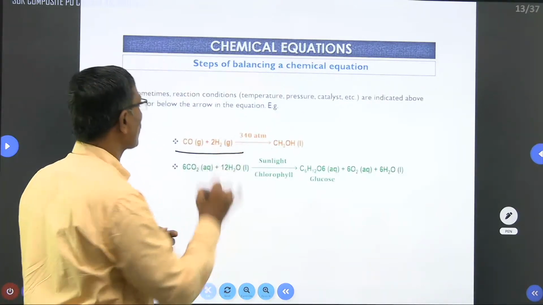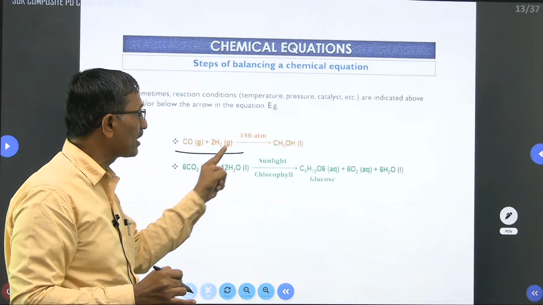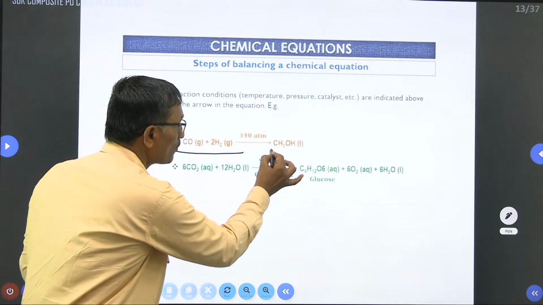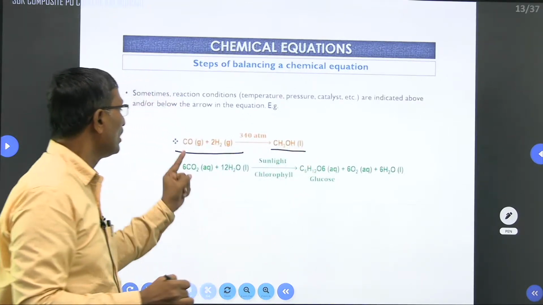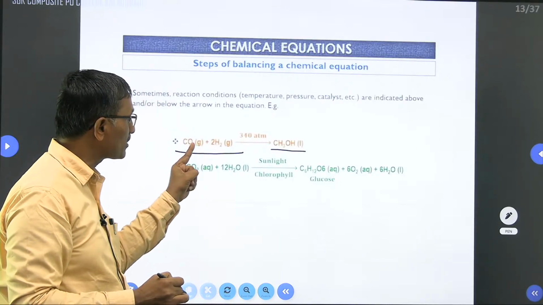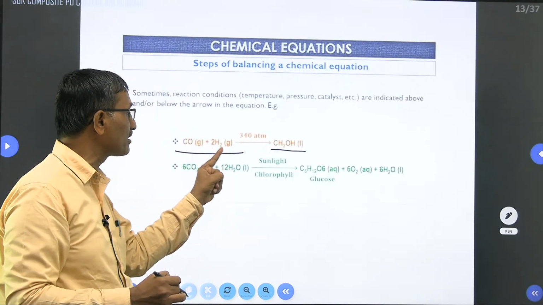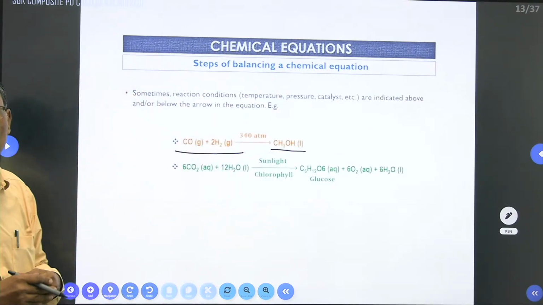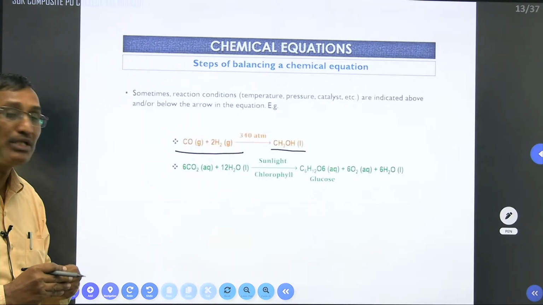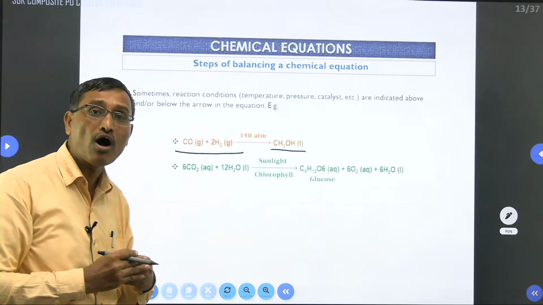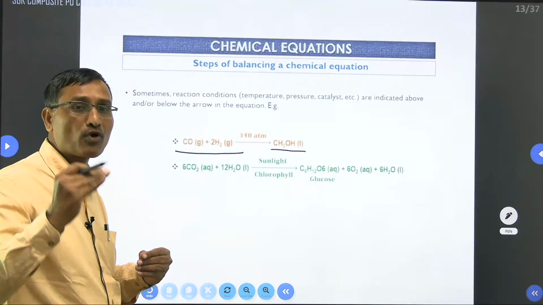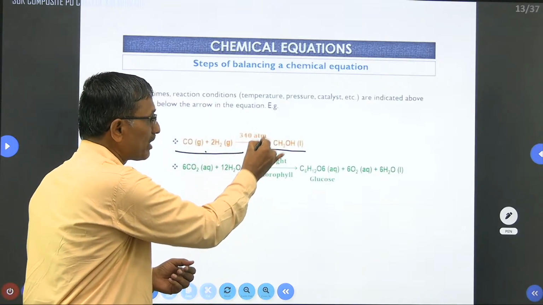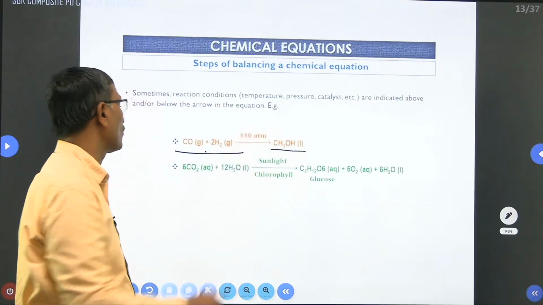Here we have taken carbon monoxide reacting with hydrogen gas at what pressure? Here pressure is 340 atmospheric pressure. It gives rise to methyl alcohol. Here the carbon monoxide physical state is gaseous, and one more reactant, hydrogen gas, is also in a gaseous state. Your product formation is methyl alcohol or methanol. The alcohol is produced as a product in this reaction. So at this atmospheric pressure it gives rise to the formation of methyl alcohol.